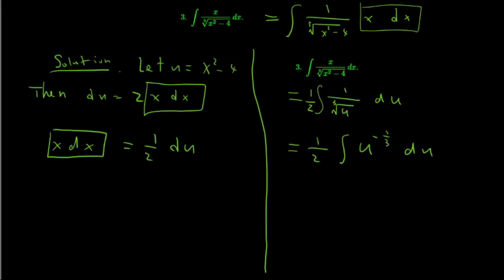Now we are ready to apply the power rule to get the antiderivative of u to the power of negative 1/3. So we have 1/2. To get the antiderivative, you have u to the power of negative 1/3 plus 1. I'm talking about the power rule. Okay. Negative 1/3 plus 1, I think you have 2/3.